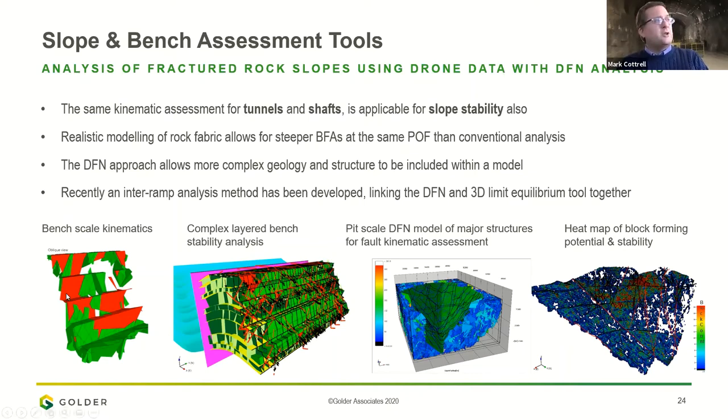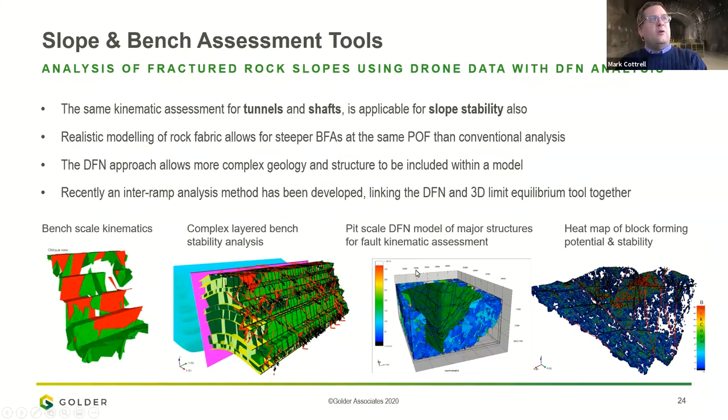If we have benches where blocks form, simply evaluating, are those blocks stable or unstable? What is the size of the blocks? What is the factor of safety on those blocks? So are we seeing the red blocks here kinematically unstable, the green blocks kinematically stable or geometrically locked in, so blocks that cannot move. Looking at layered benches, so taking into account the presence of beddings in those systems.